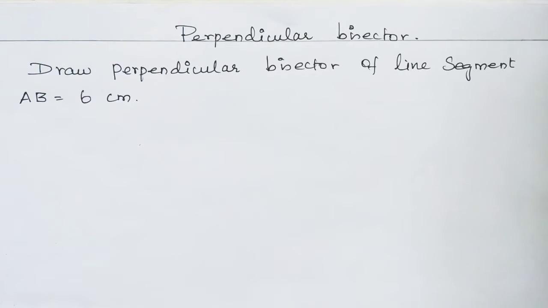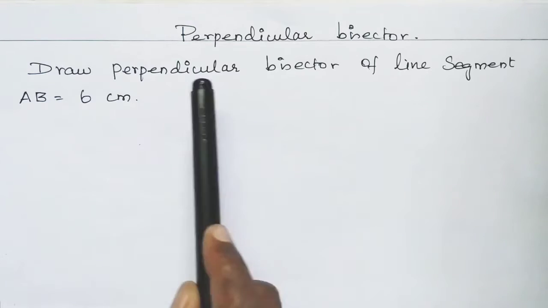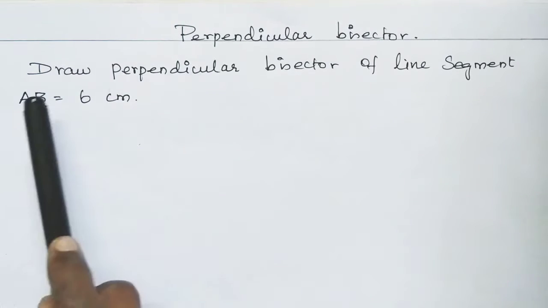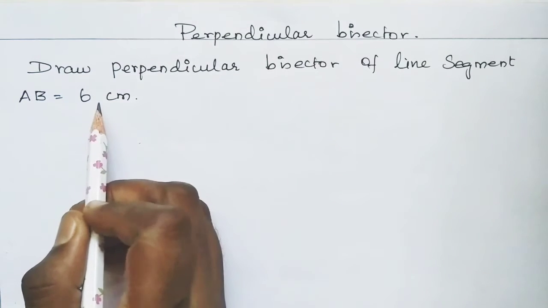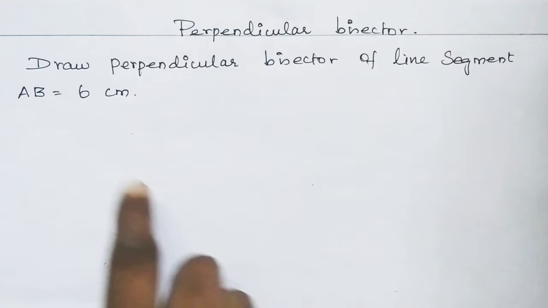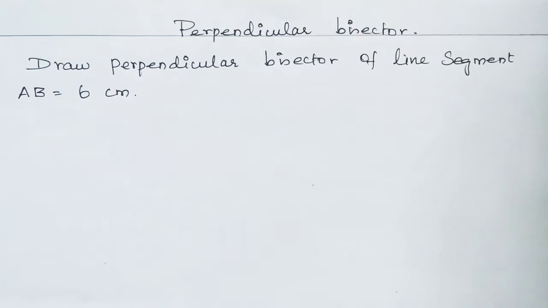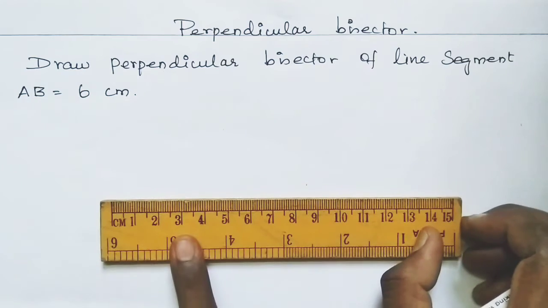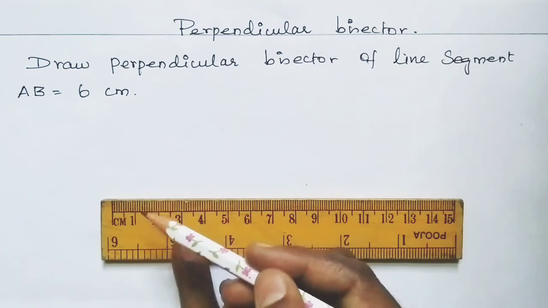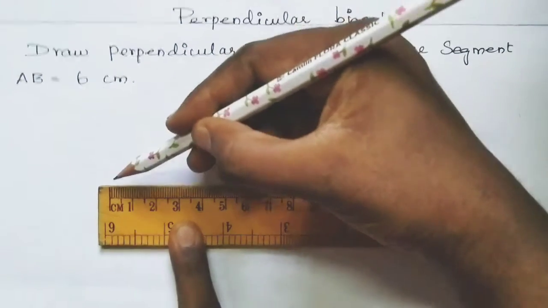Okay, now listen to this question. Draw a perpendicular bisector of a line segment AB equal to 6 centimeter. First, we must draw a line segment of length 6 centimeter. By using a ruler, first we'll draw a line segment of 6 centimeter. So take a ruler. So here, 0.